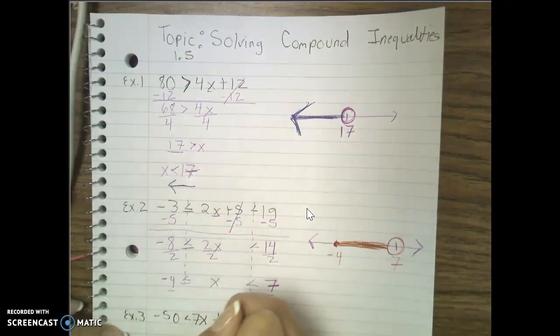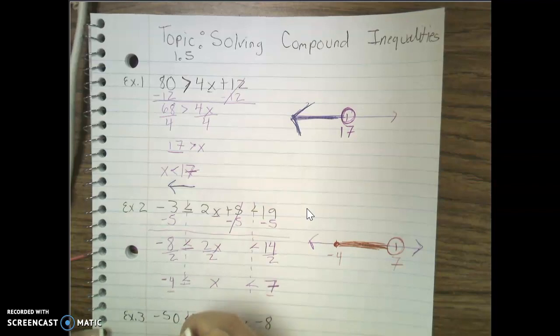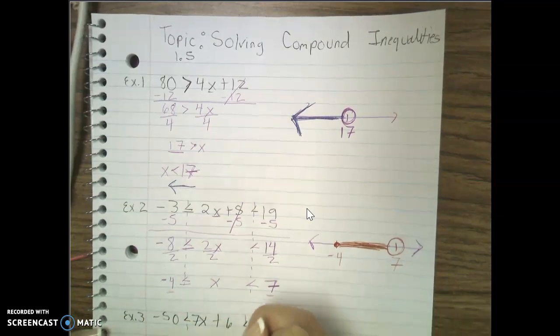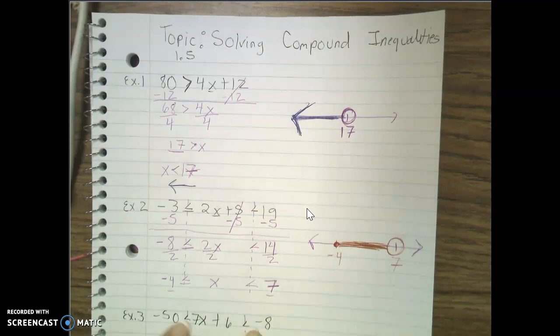7x plus 6 is less than negative 8. Okay, I'm going to draw my lines again. You don't have to, but this helps me to see my different sections. So I have 3 sections, 1, 2, 3, because I have 2 inequalities.